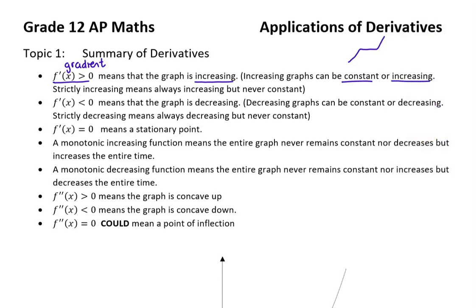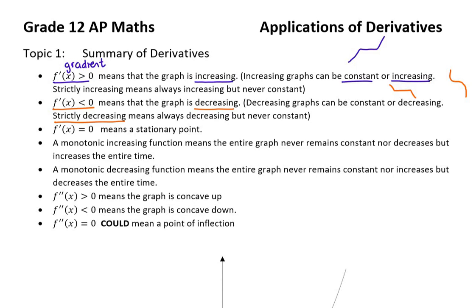Okay, let's look at the next one. F dash x less than 0, so the gradient is negative, means the graph is decreasing, and as we said with increasing, decreasing graphs could be decreasing or constant, and they would still be considered a decreasing graph. So for example, the cubic graph, which does that, even though it's stationary at one point, we would say that that graph is decreasing for all values of x, even though there is a point where it's stationary. Strictly decreasing means that you are always decreasing and you're never constant.